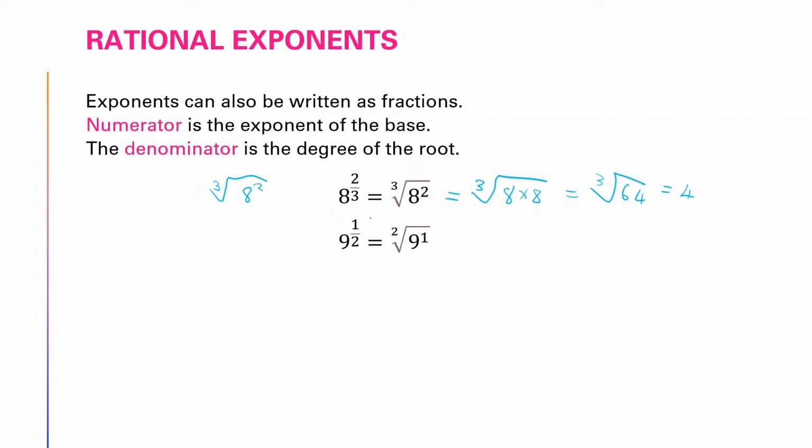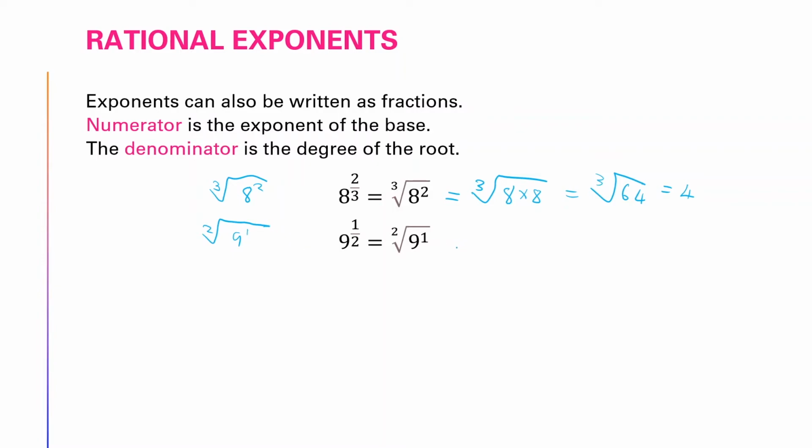We have 9 to the power of a half. So we know that the degree of the root is going to be 2, as the denominator is 2. So square root of 9 and the numerator is 1. So the power, the exponent of the base is just going to be 1. And any number to the power of 1 is still the same number.